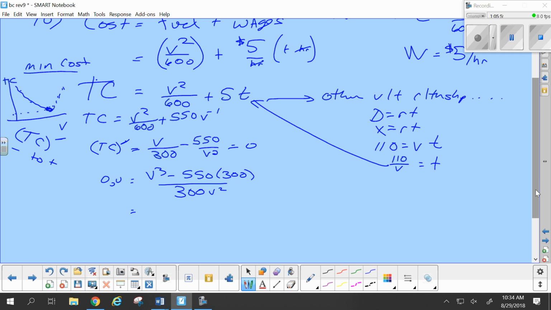I want to know where this is 0 or undefined. It would be undefined if V is 0, but that means not moving, so that's a non-issue. Let's focus on the numerator, where V cubed minus 165,000 is zero. So V cubed is 165,000, and V is the cube root of 165,000, which is 10 times the cube root of 165. I remember getting 10 root 11 or something. Am I remembering this wrong? What did you get for an answer there?